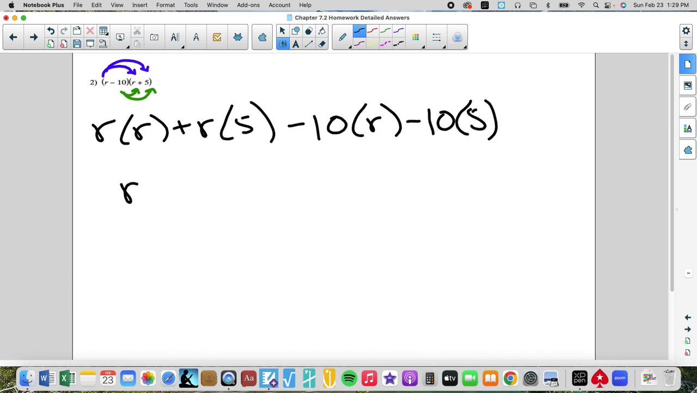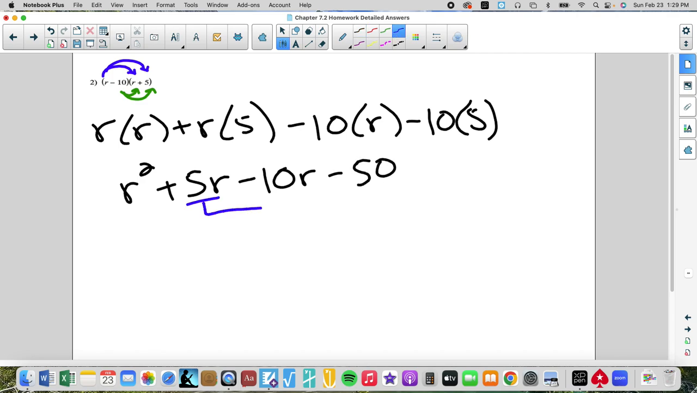R times r is r squared. R times 5 is 5r. Negative 10 times r is negative 10r. And negative 10 times 5 is negative 50. We have like terms still to combine. That gives me r squared, a positive 5r and a negative 10r. They're like terms, we combine their coefficients. Positive 5 and negative 10 leaves me with negative 5r minus 50.